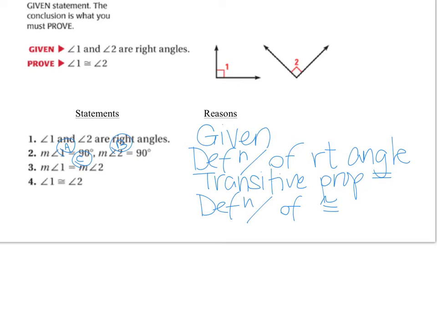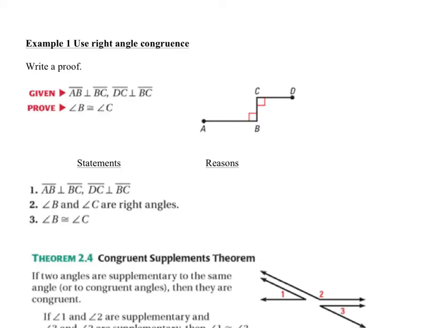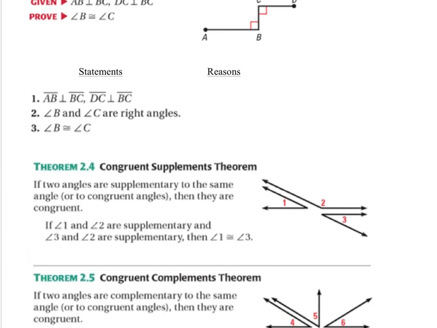All right, so we're going to use this in writing a proof about this diagram here. We are given that segment AB is perpendicular to segment BC, and DC is perpendicular to segment BC. We're trying to prove that angle B is congruent to angle C. So my statements are written there. The first one is our given.